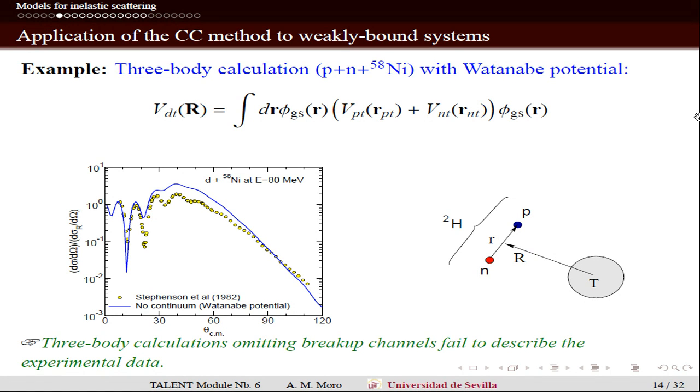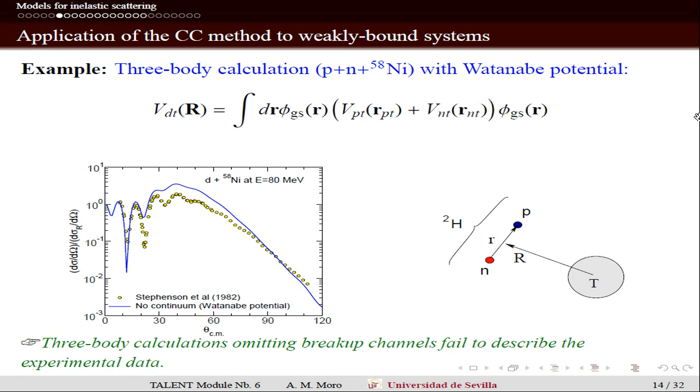Okay, so the message from this plot is that three-body calculations omitting breakup channels fail to describe the experimental data of weakly bound nuclei. So even for the elastic scattering, even if we are not interested in the population of resonances of the continuum state, we will have to deal with the continuum. We cannot escape from that.